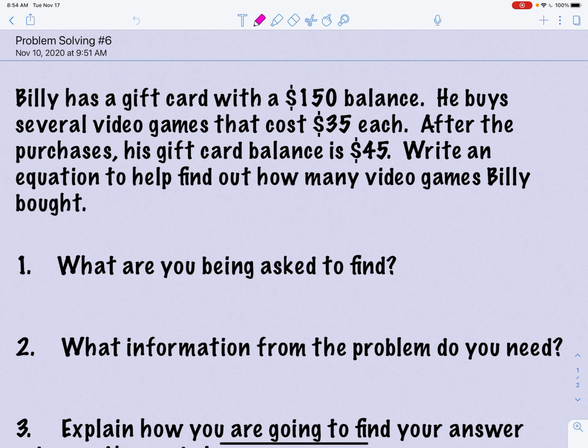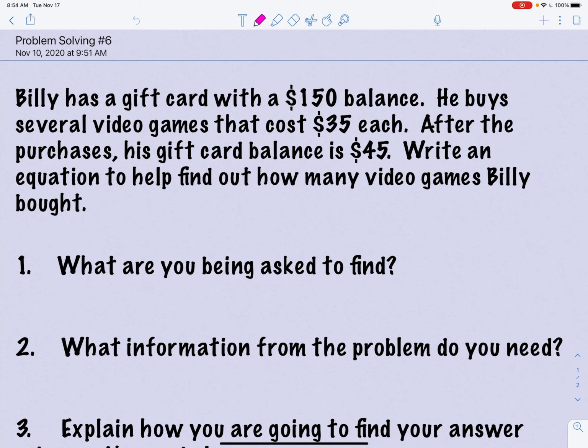So let's first read the problem. Billy has a gift card with a $150 balance. He buys several video games that cost $35 each. After the purchases, his gift card balance is $45. Write an equation to help find out how many video games Billy bought.